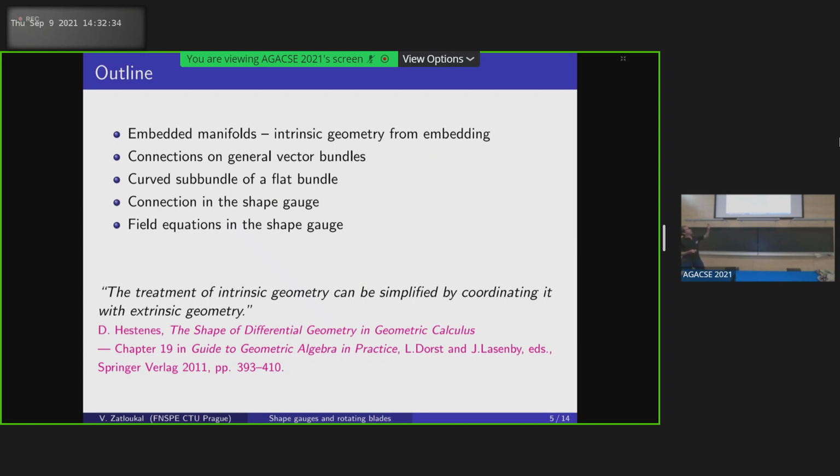The idea behind this is the quote from David Hestenes: the treatment of intrinsic geometry can be simplified by coordinating it with extrinsic geometry. And I would like to argue this applies not only to manifolds, to surfaces or embedded manifolds, but also to bundles of gauge theories. So let's see how we go.